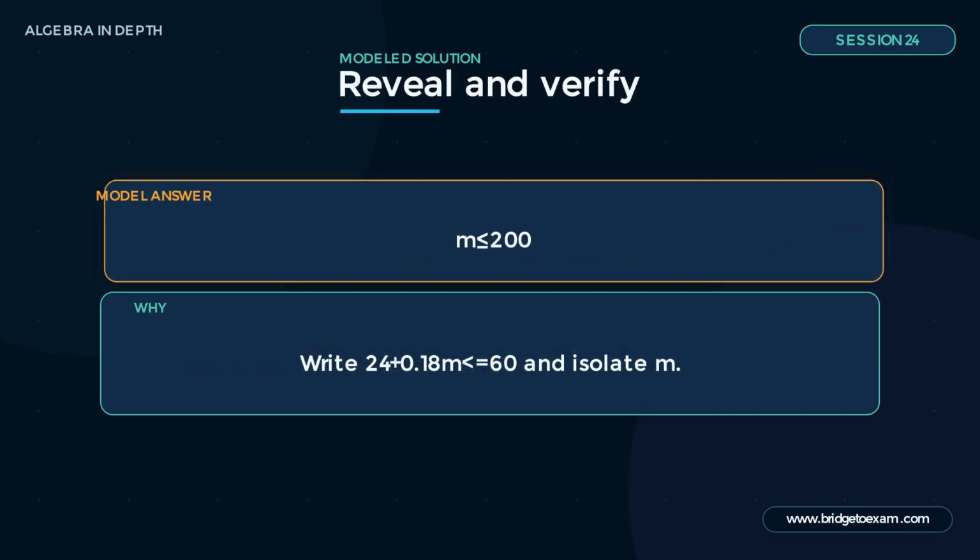Here is the modeled solution. The answer is m is less than or equal to 200. Write 24 plus 0.18m is less than or equal to 60 and isolate m. Verify it against the exact wording before moving on.